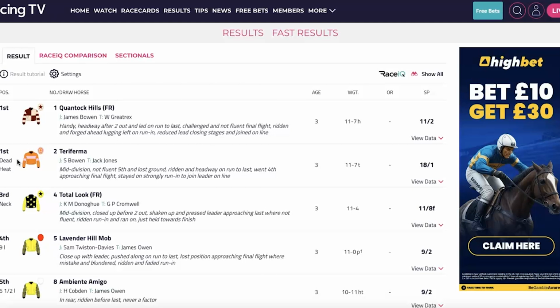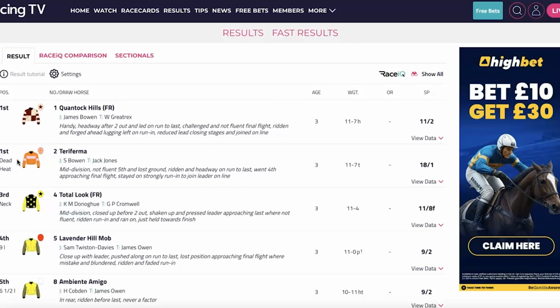So for example, if we were to say that you had staked £10 on Quantock Hills and you had received odds of 10 to 1 in the morning, and then you obviously had the dead heat involved where another horse obviously finished first as well. This basically means the best way of thinking of it is that two horses have won the race and you have picked one, so the total stake that you had on your bet has to be halved. So you get paid half of your stake at the full odds that you took at the time.